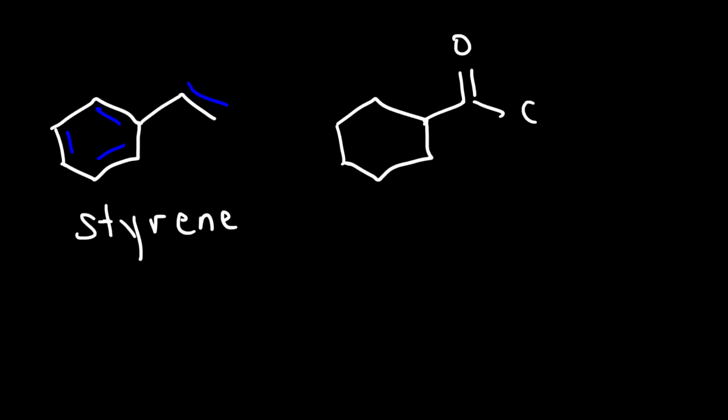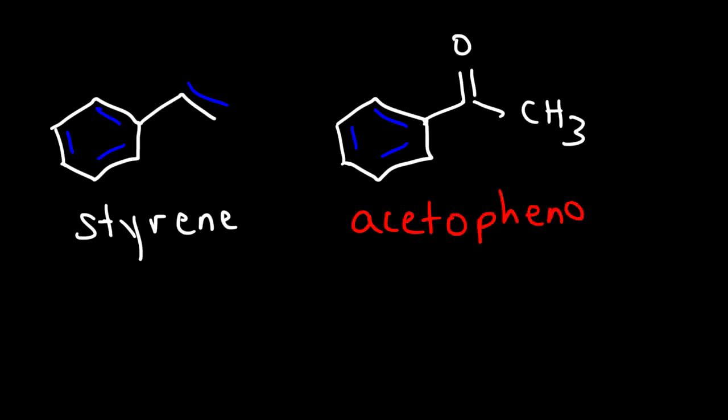Now what if we have a ketone next to a benzene ring like this one? This is called acetophenone. When you hear the word aceto, think of two carbons. This is the aceto group. And then when you hear the word phen, it has to do with a benzene ring with 6 carbons. And the "-one" tells you we're dealing with a ketone.